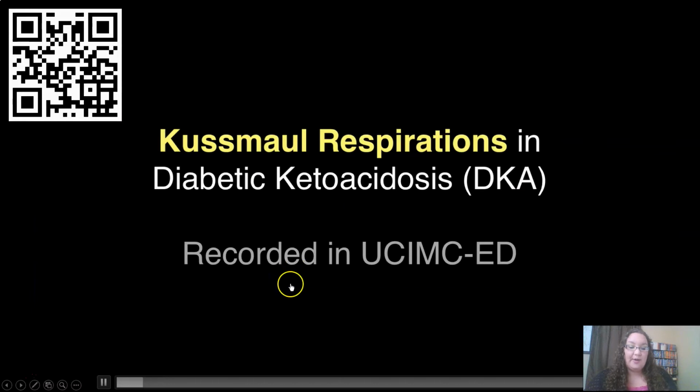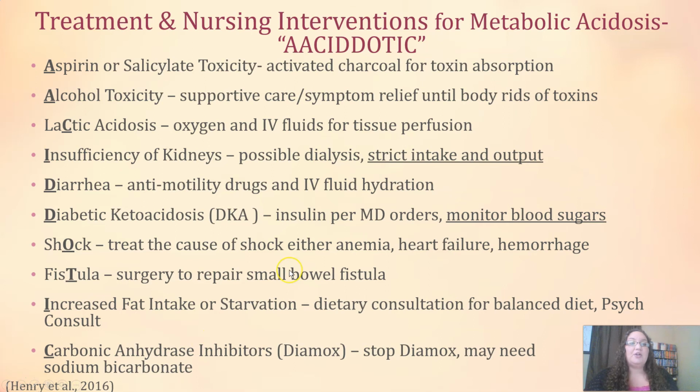So then we want to talk about the different types of treatment and nursing interventions for metabolic acidosis. So acidotic, again. So aspirin or salicylate toxicity. You're going to anticipate activated charcoal for those toxin reabsorption. For alcohol toxicity, a lot of times these patients are just getting symptom relief until the body is rid of toxins. Lactic acidosis.